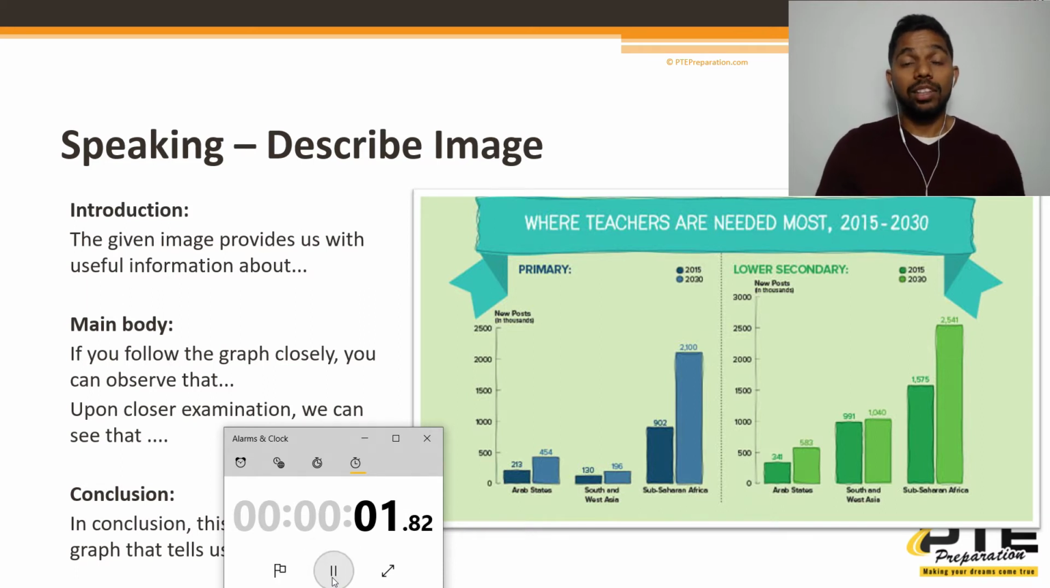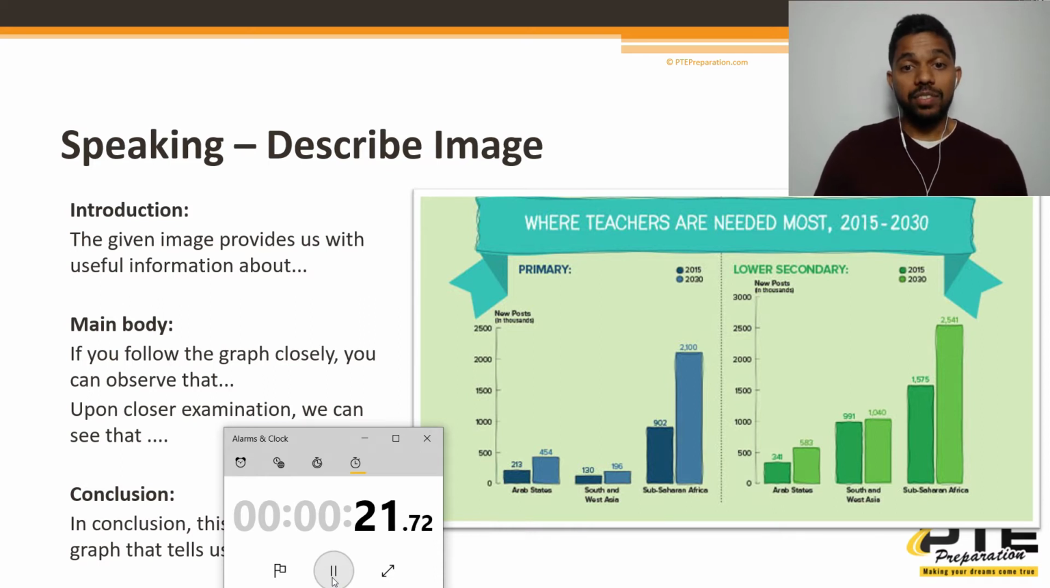The given image provides us with useful information about where teachers are needed the most in the years 2015 to 2030. If you follow the graph closely, you can observe that the most number of teachers are needed in the sub-Saharan African region, with around 2,541,000 teachers needed during that year.